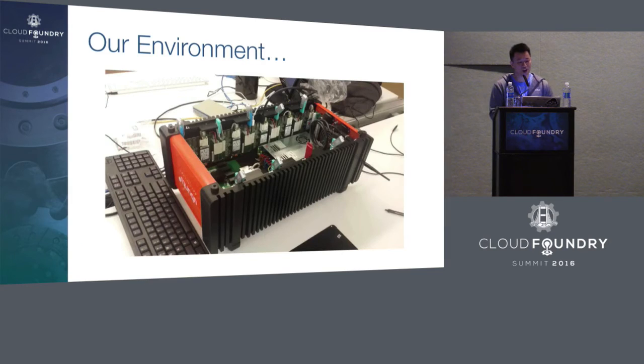So this is our environment. It's just a very tiny box. We call this the orange box, and it has 10 Intel nodes on it. Internally, we also have a switch. So each of those 10 Intel nodes can be used as a standalone bare metal machine. It's not very powerful, but it's something to test with, right?